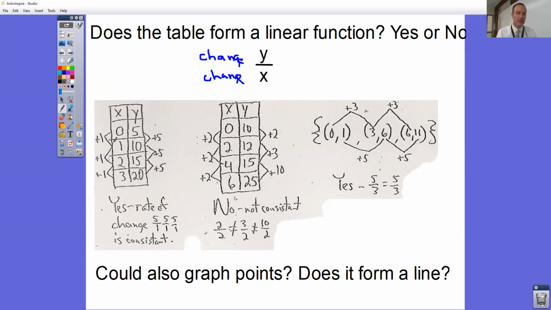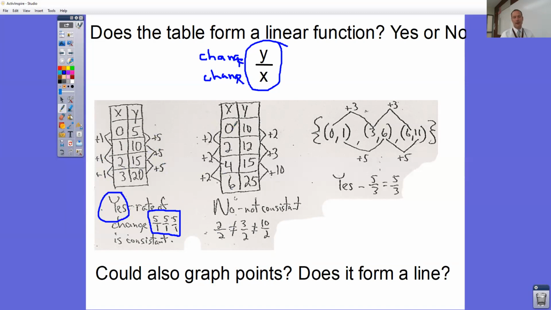So to get from 0 to 1 to 2 to 3, we're adding by 1, adding by 1, adding by 1. To go from 5 to 10 to 15 to 20, we're adding by 5, adding by 5, adding by 5. Therefore, when you do your change in your Y over your change in your X, you have 5 over 1, 5 over 1, and 5 over 1. This would be a yes as an answer.